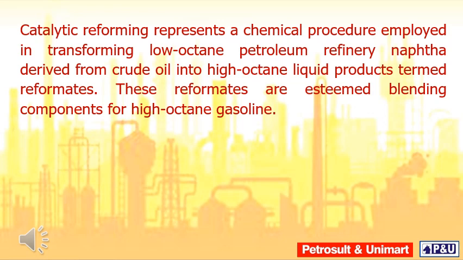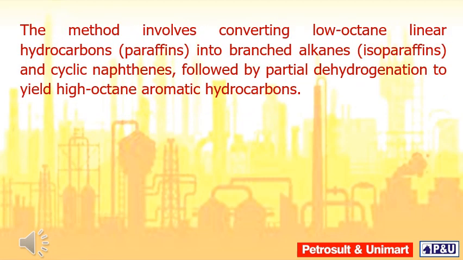Catalytic reforming represents a chemical procedure employed in transforming low-octane petroleum refinery naphthas derived from crude oil into high-octane liquid products termed reformates. These reformates are esteemed blending components for high-octane gasoline.